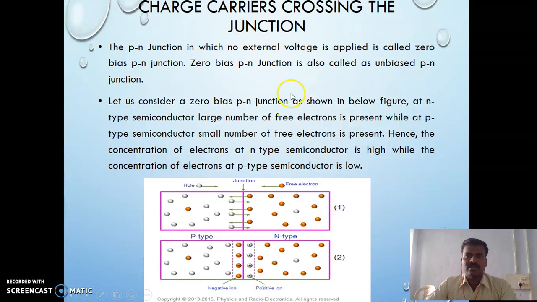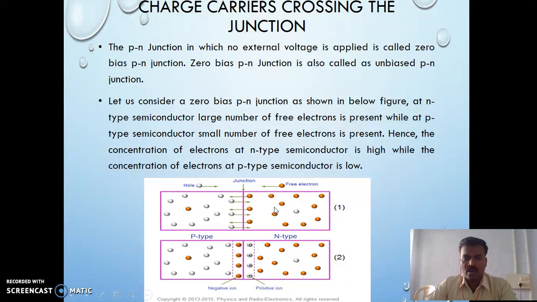Charge carriers crossing the junction. In a PN junction, if we don't apply any external voltage, it is called a zero bias PN junction, also called an unbiased PN junction. Let us consider the zero bias PN junction as shown below. In N-type semiconductor, a large number of electrons are available, and in P-type semiconductor, a large number of holes are available.